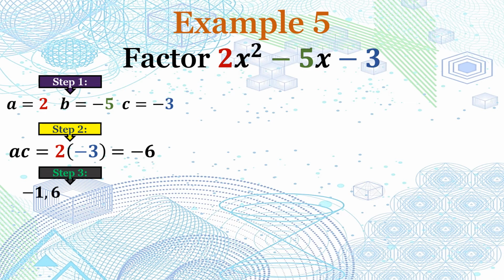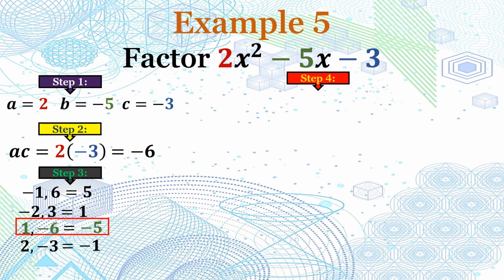So, we have negative 1 and 6, negative 2 and 3, 1 and negative 6, 2 and negative 3, and then, let's add each pair of factors. So, that is negative 1 plus 6 is 5, negative 2 plus 3 is 1, 1 plus negative 6 is negative 5, 2 plus negative 3 is negative 1. So the factors of AC that add up to B are 1 and negative 6.